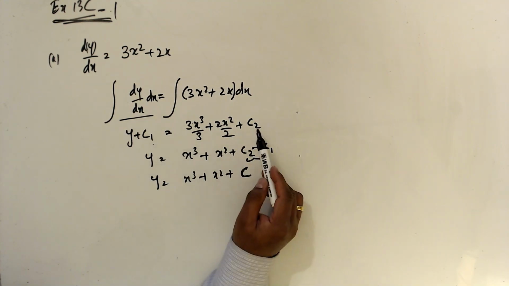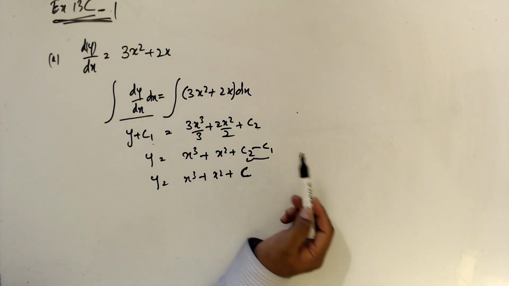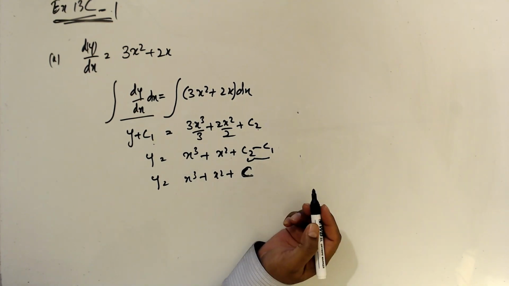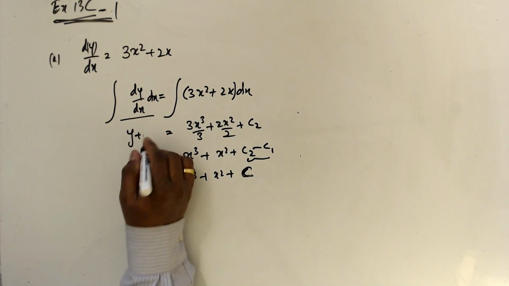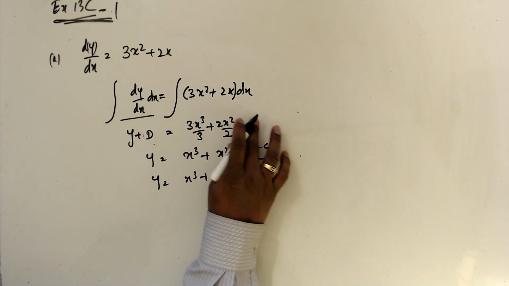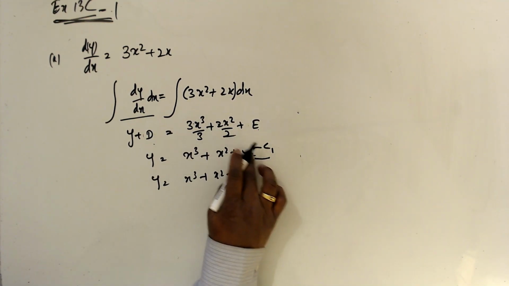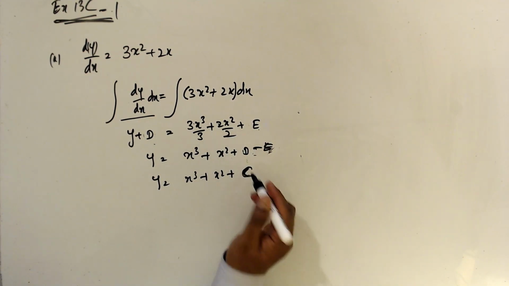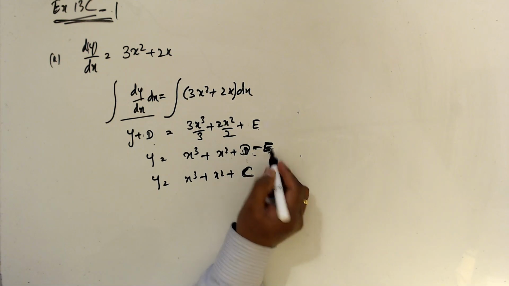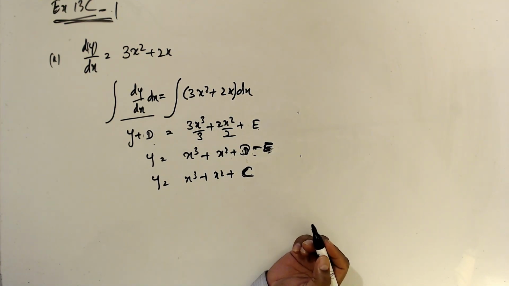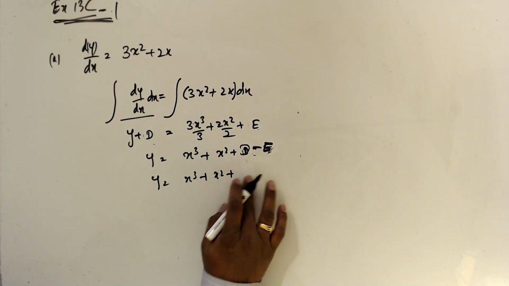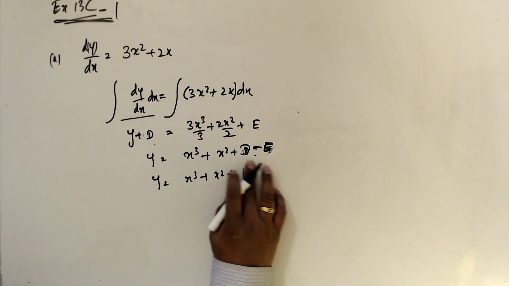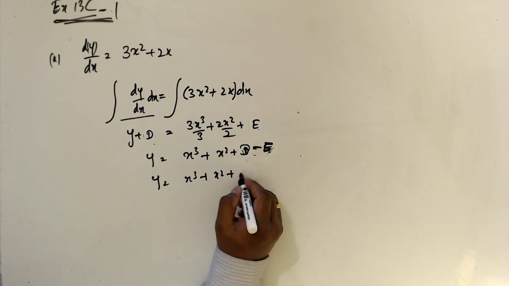I can write it as one constant. c1 is also a constant, c2 is also a constant, c2 minus c1 is also a constant. Instead of writing two constants, I write one constant C. If you want, you can take this as D and this as E. Then D minus E is C. It can be any number. I'll put F, okay, I'll stay with C.